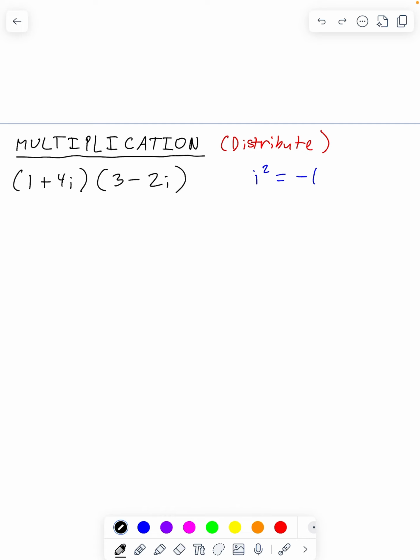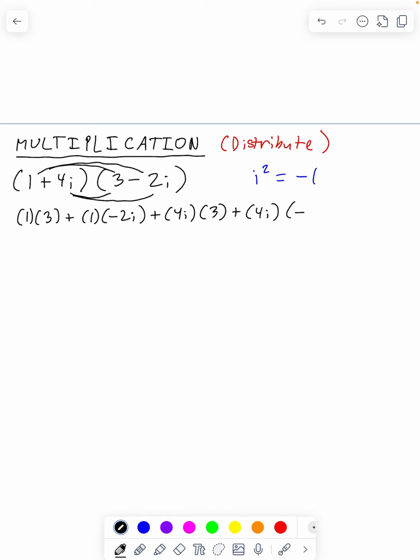The first term would be 1 times 3. The next one will be 1 times -2i for the first two terms. Now the next one would be 4i times 3. The next one would be 4i times -2i. Okay, let's multiply these out.